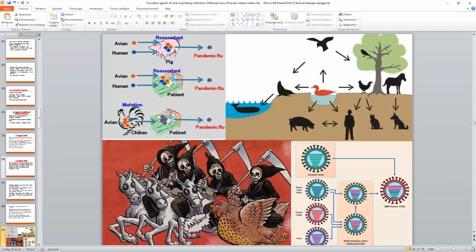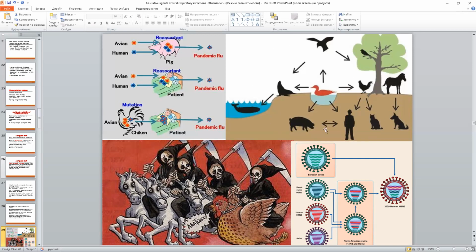There is a picture of reassortment: avian virus, human viruses, and then pig, they mix, and pandemic flu was developed. Avian, human, reassortment in the patient, again pandemic flu. Then avian, chicken, mutation, and in the patient's body, they reassort and pandemic flu. So from the wild birds, domestic birds were infected, and now people are infected. So influenza virus circulates among animals, birds, and human beings.